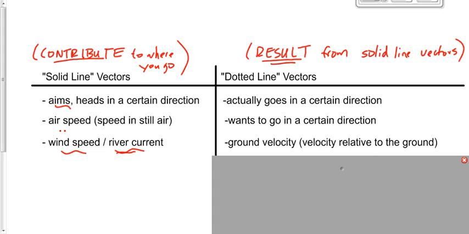You can imagine how, if you were a pilot or the captain of a ship, this might be relevant to figure out where you need to aim or head in order to end up in a specific place. Okay, you need to be able to do vector addition. You need to know which vector is which. Which one we make a solid line vector, which one a dotted line vector.